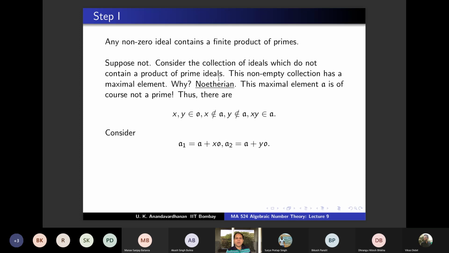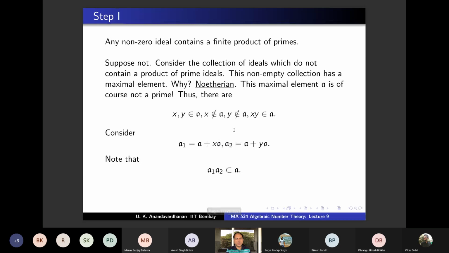This A was maximal for this property. Because A1 is bigger than A, A1 contains a product of prime ideals. You agree? By the maximality of A, A1 is strictly bigger than A. So A1 contains a finite product of primes, and A2 contains a finite product of primes. But what do you know about A1 times A2? When you multiply, it is contained in A because XY belongs to A.